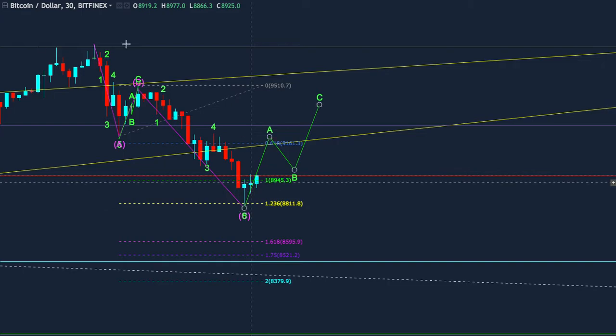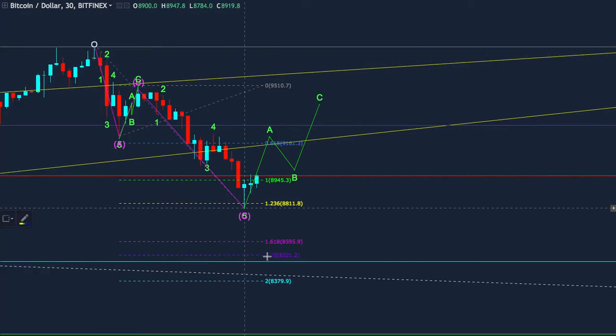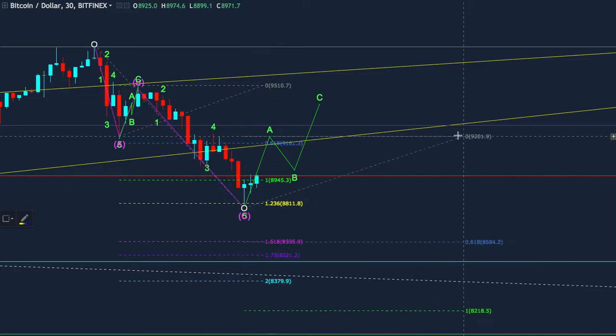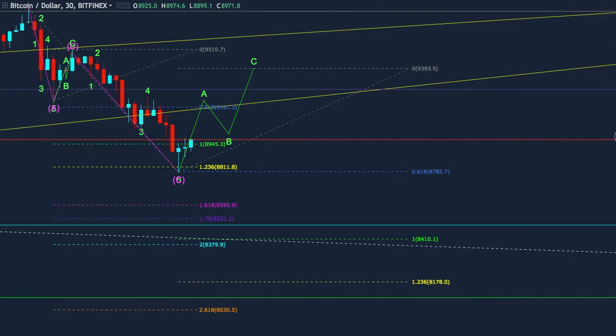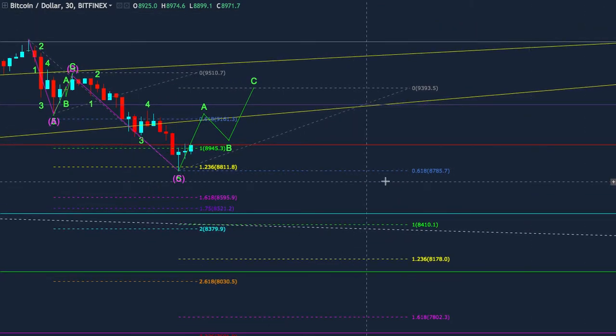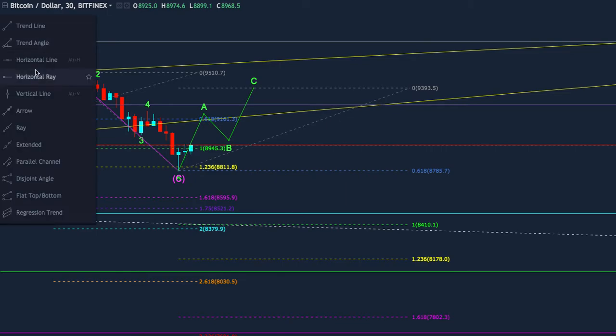Oops. So we can measure that. And most commonly in ABC, at least the idealized version, is going to be a 1-to-1 extension. You can see that, here to here, we actually did a 1.236 extension, which is perfectly valid. You can basically do an extension anywhere to the 0.618, the 1.0, the 1.236, or the 1.618. Those are the most common regions for an ABC to basically end.